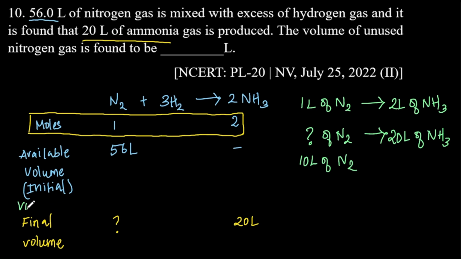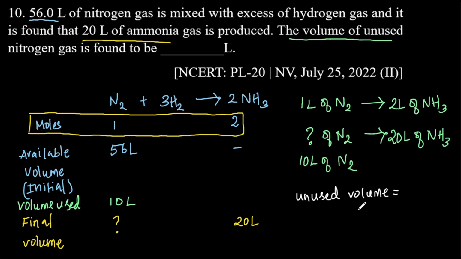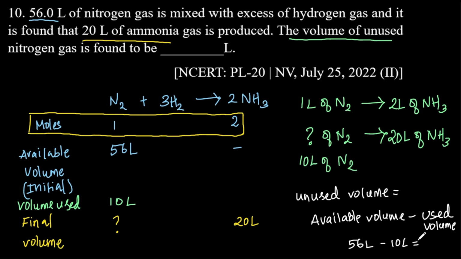So the volume used for nitrogen is 10 liter. Now in the question they are asking the volume of unused nitrogen gas. So to find the unused volume of nitrogen, we can subtract the used volume from the available volume. The available volume is 56 liter and the used volume is 10 liter. So 56 minus 10, the unused volume is 46 liter. So the answer is 46 liters.